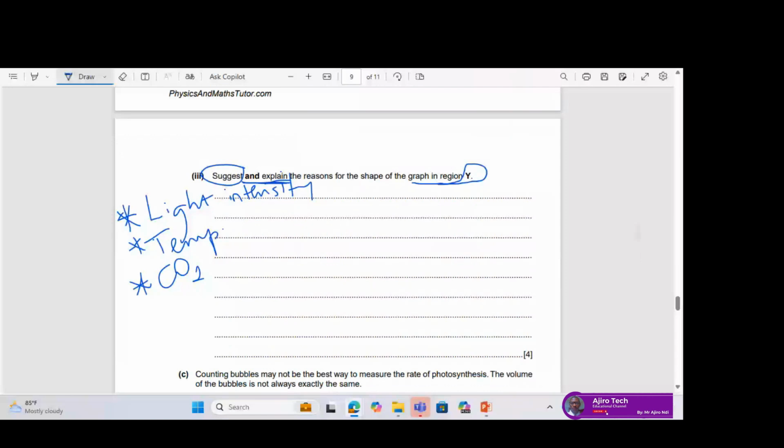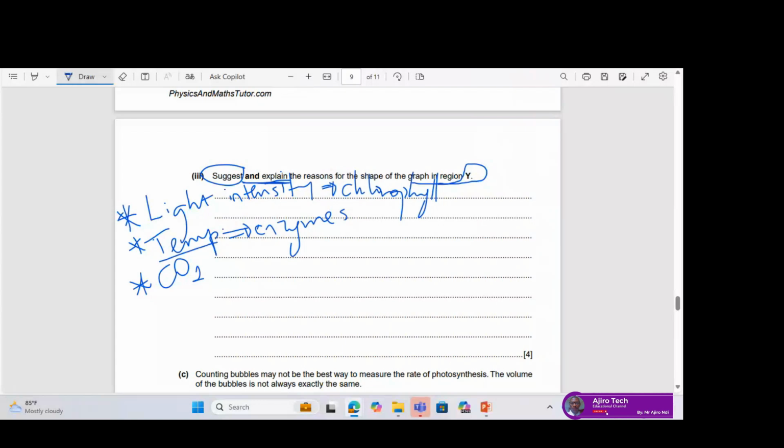So since in region Y, CO2 concentration is not limiting, what are the possible things that could be limiting? You can tell us that light intensity could be limiting. And what effect will that cause? It will reduce the rate at which photosynthesis can happen. It could be temperature. And how does temperature affect photosynthesis? Okay, it can affect the enzymes, right? Temperature affects enzymes. Light intensity has to do with the amount of light the chlorophyll can absorb. Do you get? So that should be your answer.